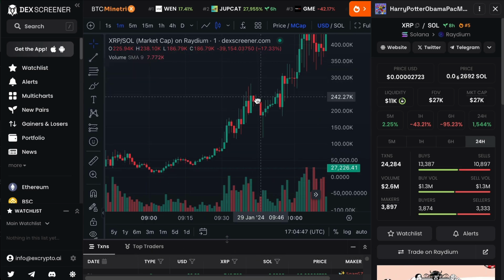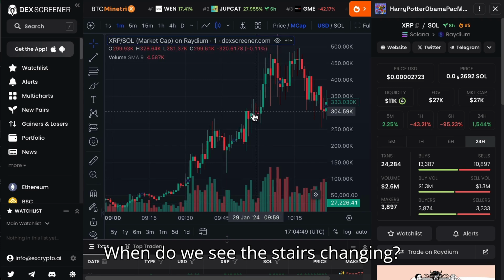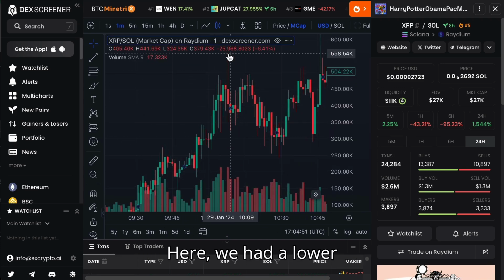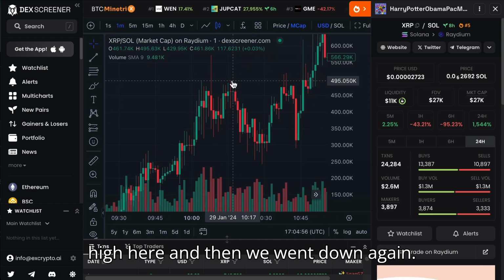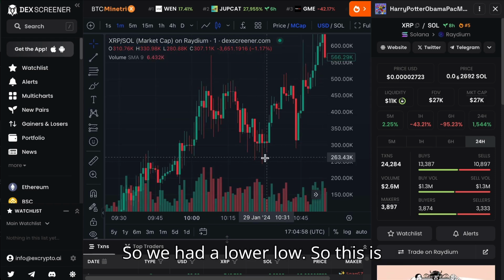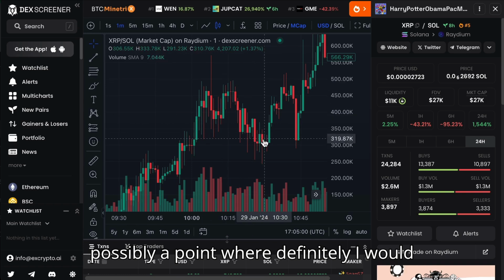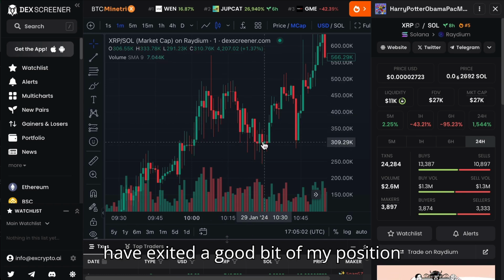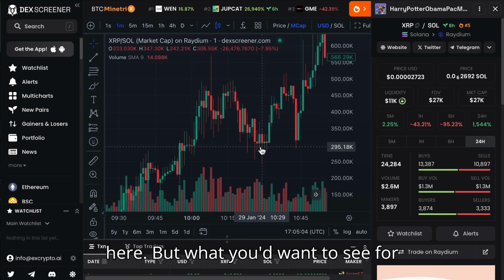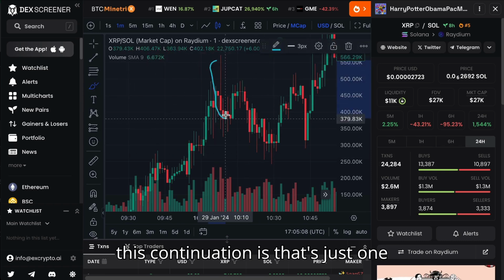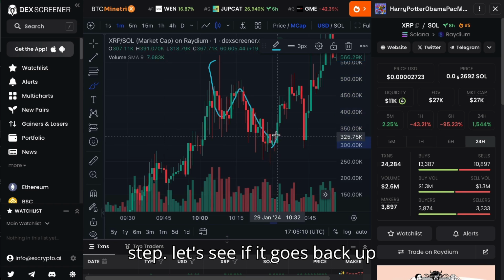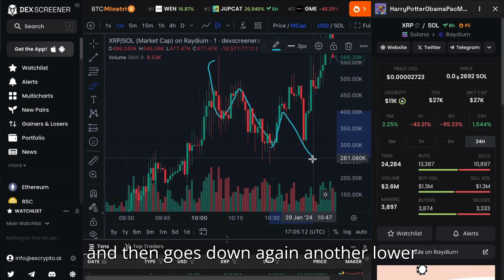So this is step 2. When do we see the stairs changing? Here, we had a lower high, and then we went down again. So we had a lower low. So this is possibly a point where I would definitely have exited a good bit of my position. But what you'd want to see for this continuation is that's just one step. Let's see if it goes back up and then goes down again, another lower high.